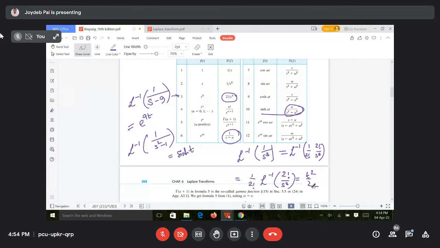Sir, the second one, s square minus 1, will it be sin ht or only sin t? a is 1, right, sir? Yes, a is 1, but you see the formula, it is the formula for the hyperbolic function. Look at the table carefully, this is sin ht and this is sin omega t. These are two different functions, not the same. One is hyperbolic and the other is trigonometric. And if it were sin, there would be a plus in the denominator, s square plus 1. Look, if I write Laplace inverse of 1 by s square plus 1, then you can write sin t. It is not sin ht.